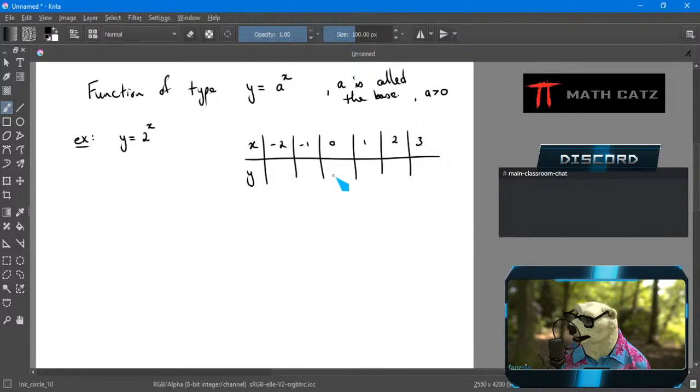Then for x equal to 0, anything to the power of 0 is 1. For x equal to 1, it's 2 to the power of 1, which is 2. Then 2 squared, which is 4. Then 2 cubed, which is 8. So it's easy enough to make this table. 2 to the -1 will be 1/2. 2 to the -2 will be 1/4, and so on.